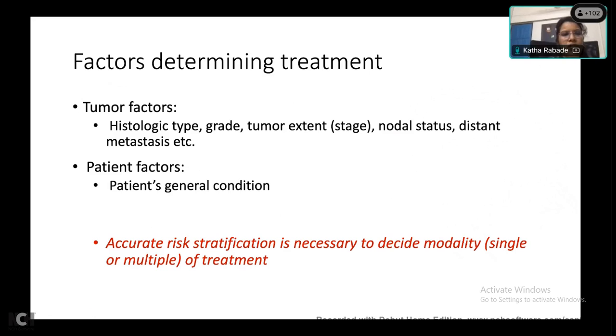The different factors that help in determining the treatment are tumor factors, which are the histologic type, grade, the extent of the tumor, which determines the stage, nodal status, and distant metastasis. Patient factors are the patient's general condition. So accurate risk stratification is necessary to decide the modality of treatment, whether it will be a single modality treatment or multiple modalities need to be used.